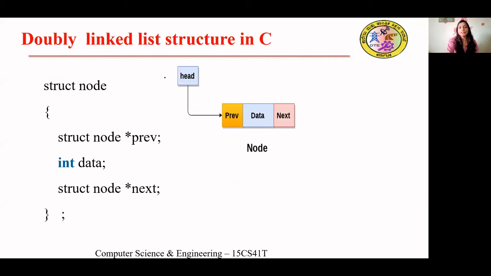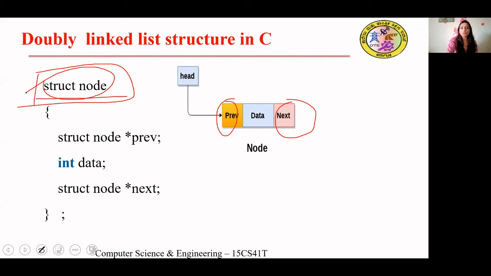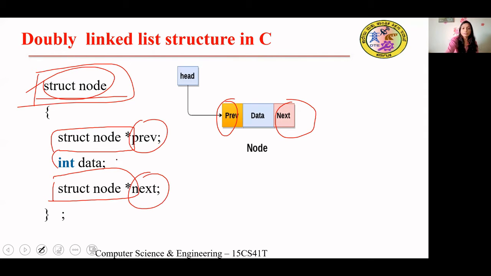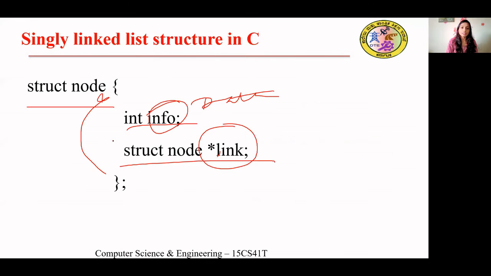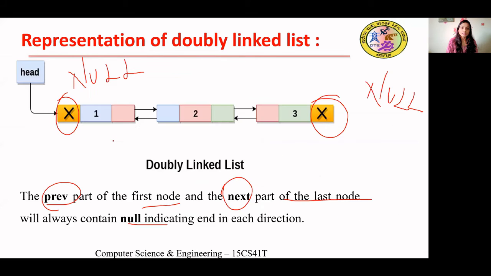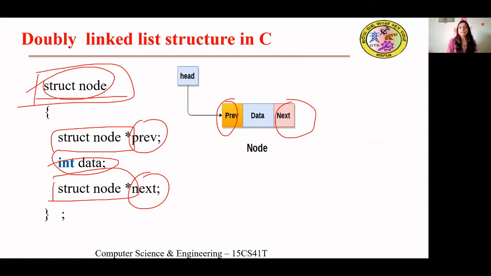So this is how we declare the node in a doubly linked list. What is there? Two pointers are there, of type struct node pointer. So struct node pointer, struct node pointer. The names are previous and next, and in the middle we have data. Okay. So this is how we declare a node in a doubly linked list in C.